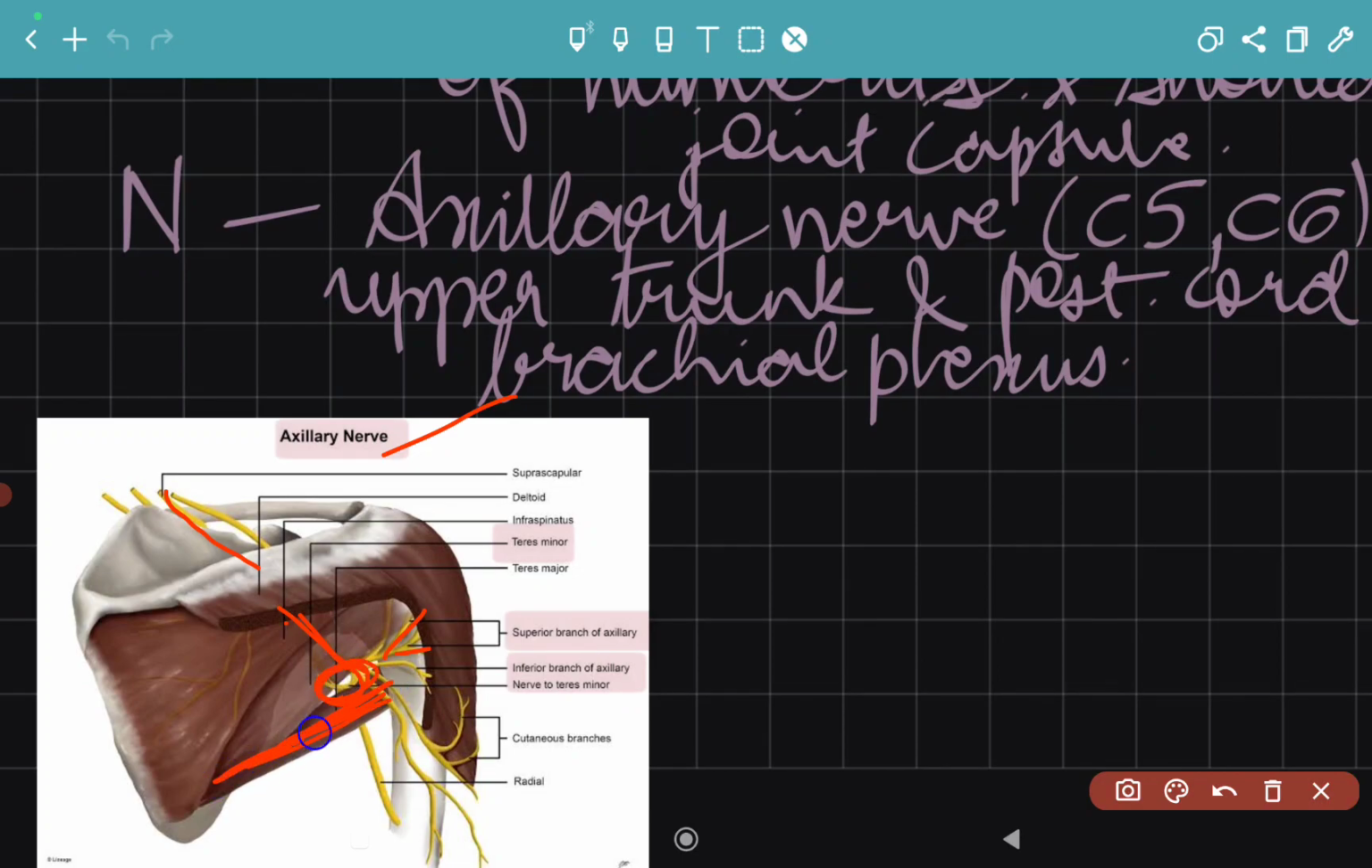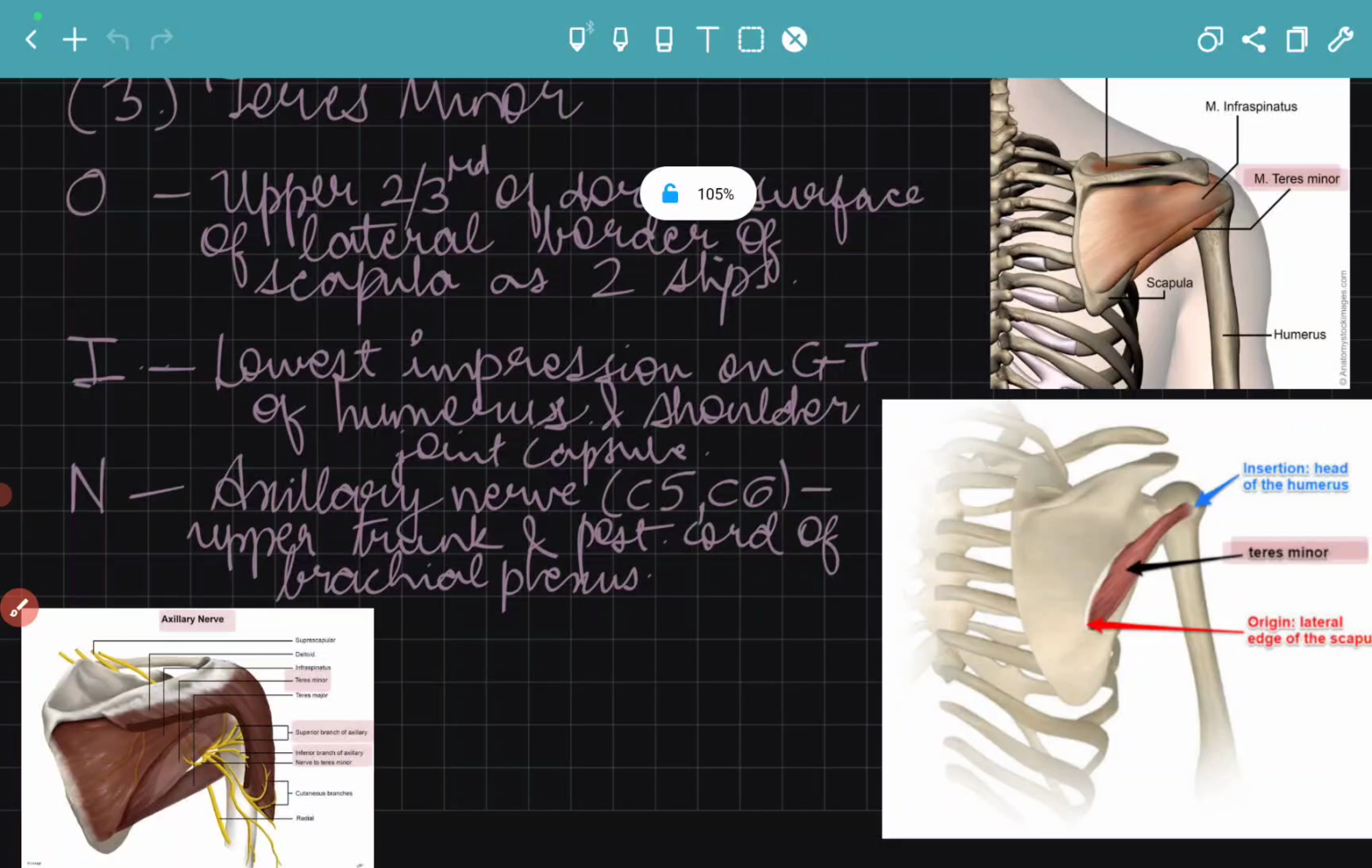So this is the teres minor muscle from the lateral border of scapula to the lowest impression of greater tubercle. So it is supplied by this axillary nerve. Nerve root C5, C6 from upper trunk and posterior cord of brachial plexus. So that's about the origin, insertion of teres minor along with its nerve supply.